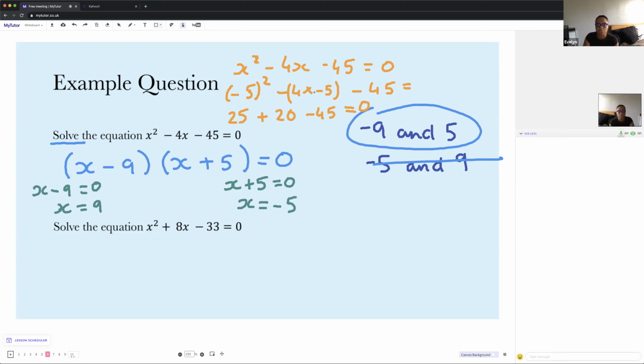Obviously, I'm skipping steps just because of time. But try it by yourself. Make sure you put the numbers in the brackets. Also, if you're using a calculator, I can't stress this enough: you do need to put negative numbers in brackets because the calculator will give you a wrong answer. So I'll talk about that a little bit more after we've done this question as well.